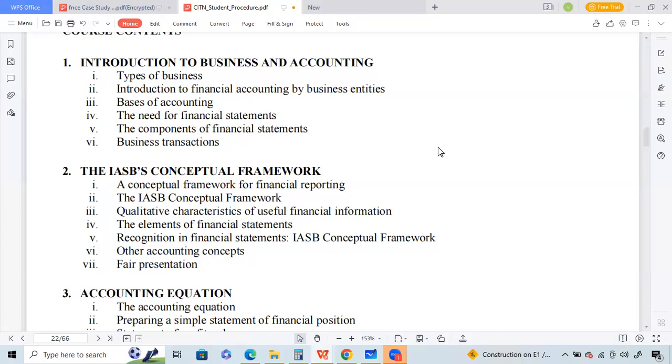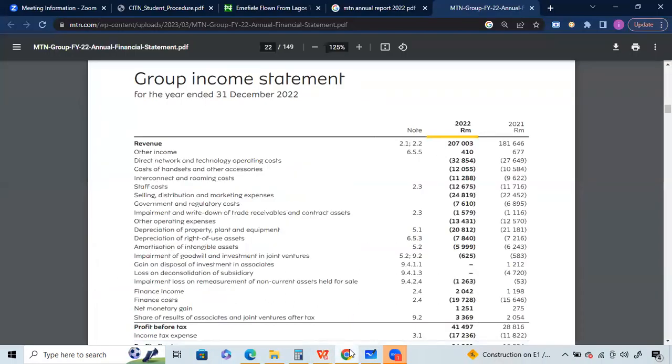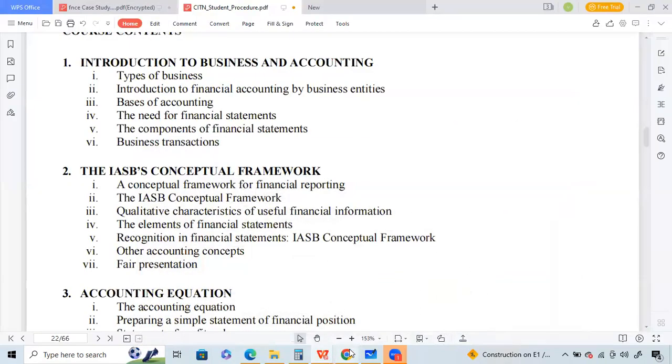The need, why? Because if a company like this issues its financial statements, you can go on the website now and see it at any point in time. Why? What are they doing it for? So we have different needs. You need to prepare financial statements, even looking at it from the mandatory part. It is required by law.